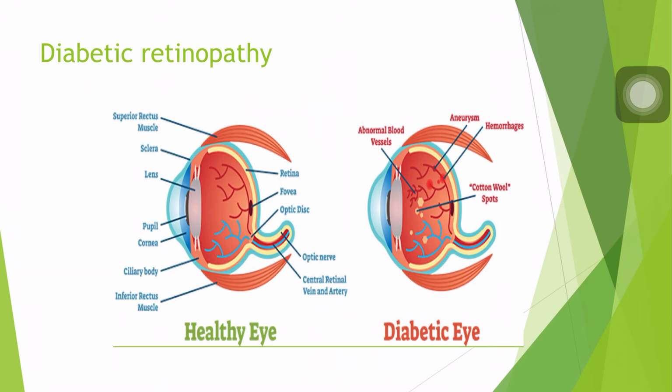The second major damage caused by diabetes is diabetic retinopathy. That is the effect of increased glucose level in the blood on the eyes, where the patient has cotton wool spots that may lead to blindness. They may have some flame hemorrhages. All these signs can easily be diagnosed through fundoscopy.